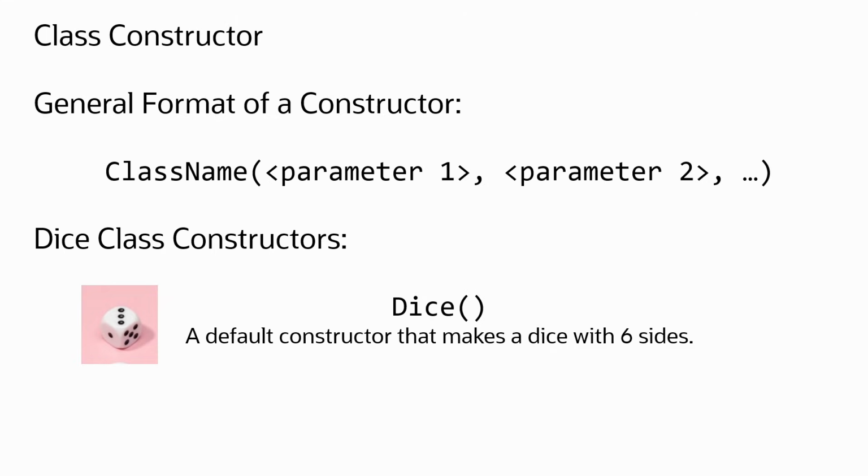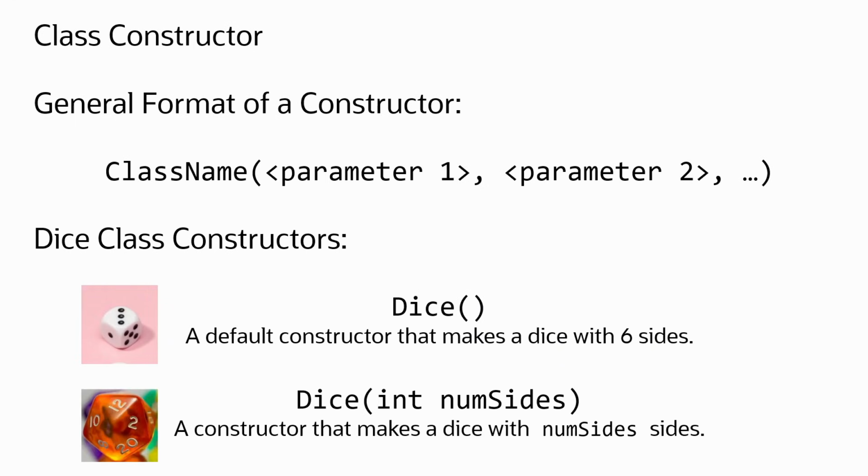Consider the general format of a constructor: class name, and then a list of parameters. Here's an example using a Dice class. Perhaps it has a constructor Dice(). We would consider this a default constructor that makes a dice with 6 sides. Maybe this class also has Dice(int numSides), which is a constructor that makes a dice with numSides sides.